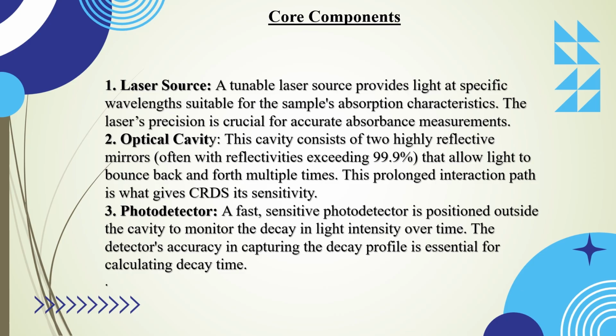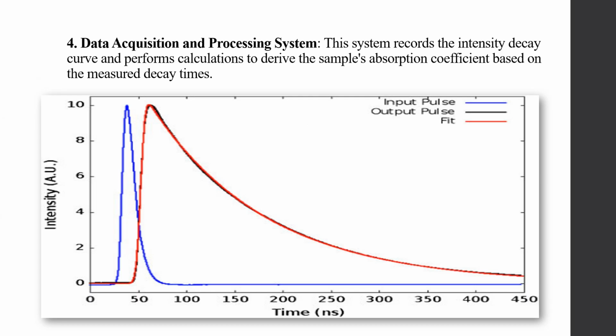Third, photodetector. A fast, sensitive photodetector is positioned outside the cavity to monitor the decay in light intensity over time. The detector's accuracy in capturing the decay profile is essential for calculating decay time. Fourth is the data acquisition and processing system. The system, which is shown below, records the intensity decay curve and performs calculations to derive the sample's absorption coefficient based on the measured decay times. Here is the graph of it.